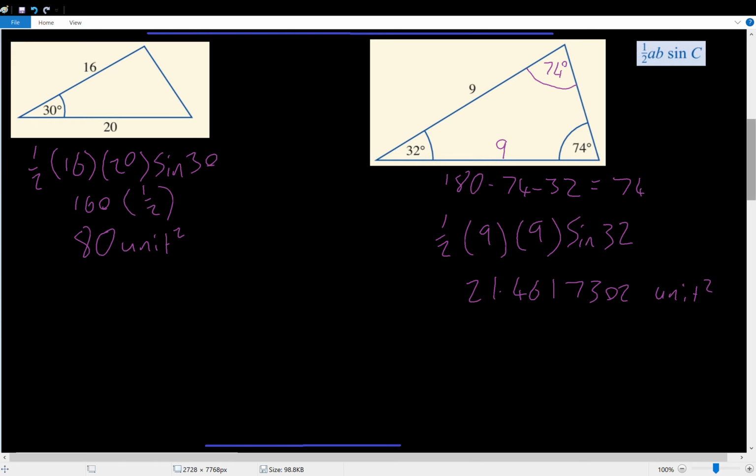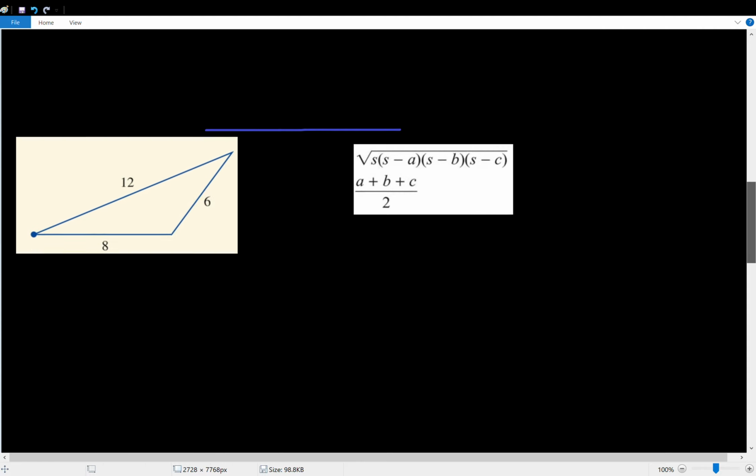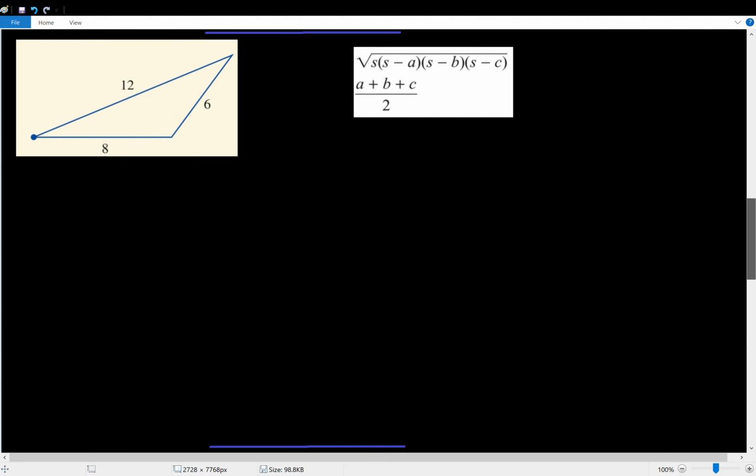And then we'll take a look at the question just with the other formula. So in this one, in this triangle, we've been given no angles. We've only been given the lengths of the sides, which means we'll have to use the formula you can see here in the white box. The first thing we have to do for this is calculate S. S is equal to that. So our S is going to be equal to 12 plus 8 plus 6 all over 2, which is just equal to 13.